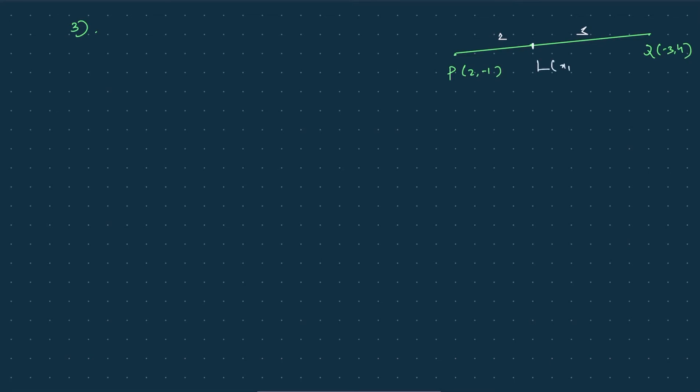Suppose L is x and y. We need to find what exactly x and y are, the point that divides this line segment PQ in 2:3 ratio. We know this is dividing internally, so we can find it by using the internal division formula. What is the internal division formula? We need to write it. The internal division formula for x is equal to mx2 plus nx1 divided by m plus n. This is internal division. What is external division?